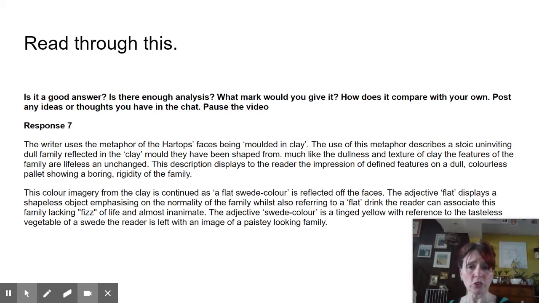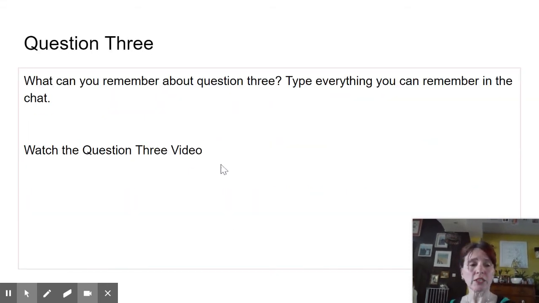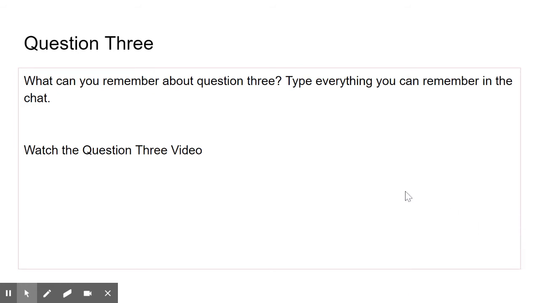Okay, so now we're going to move on to question 3. I'm just going to try and get rid of myself. I haven't got to see my horrible lockdown hair. There I go. Right. So question 3. What can you remember about question 3 in paper 1? Type everything you can remember in the chat. First of all, so let's have a little recap. What is meant by, what do you have to do in question 3?